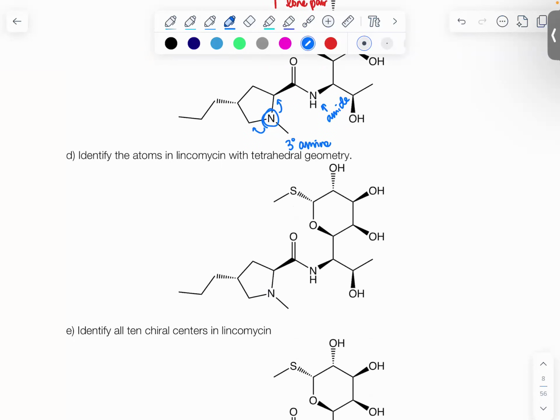And then finally, we'll identify those atoms that have tetrahedral geometry, meaning they have 4 bonds. And this is going to be most of the molecule, or the carbons in our structure. Actually, yeah, the only one that isn't is our amide.